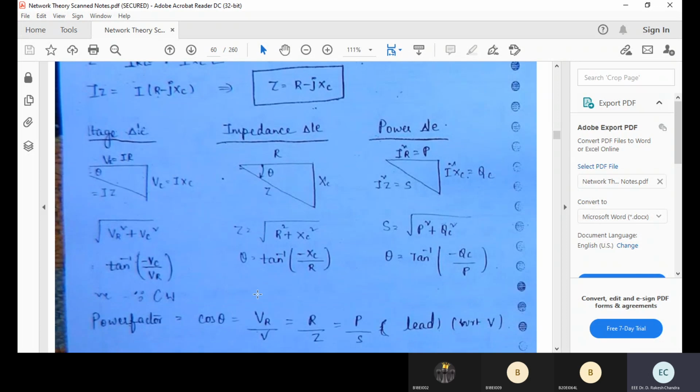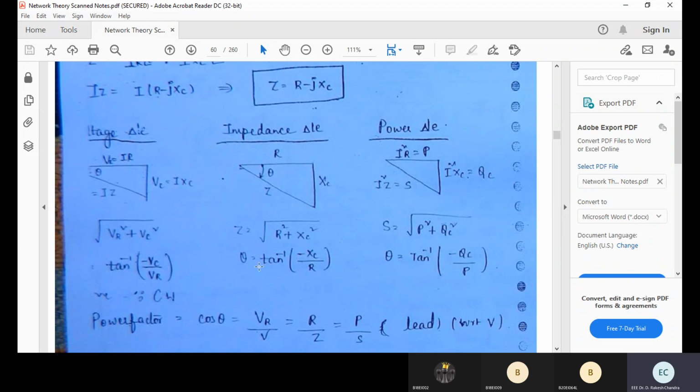This is your impedance angle. Previously, in one particular direction, above your resistance. If you take resistance as the reference, previously the XL value is above, here it is below. Previously plus 90 degrees, here minus 90 degrees. That is the only difference. The same impedance triangle, same power triangle, same voltage triangle.